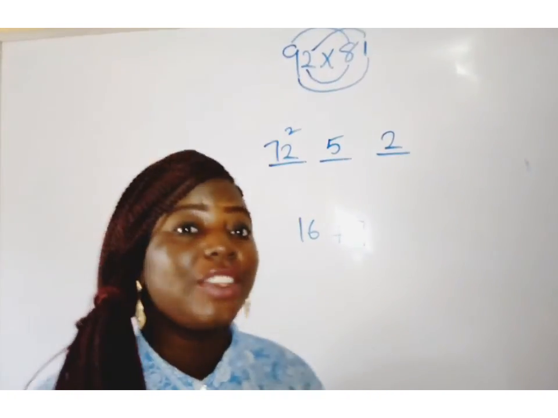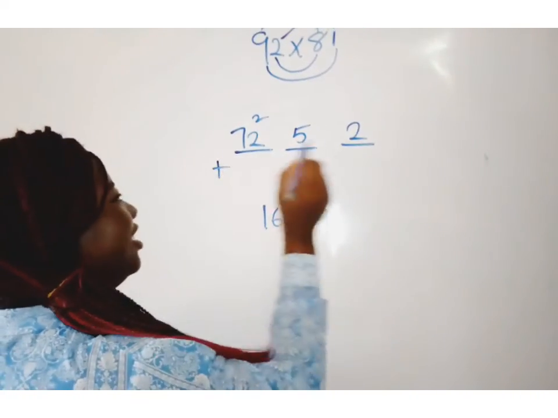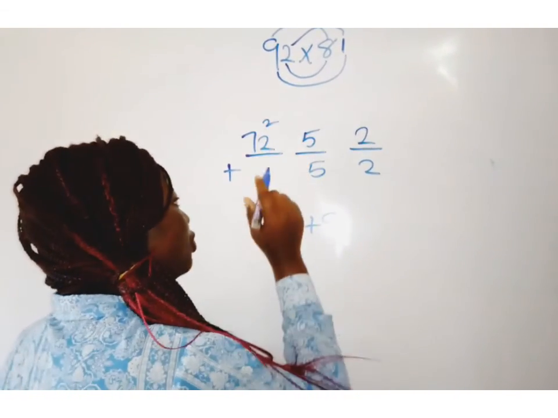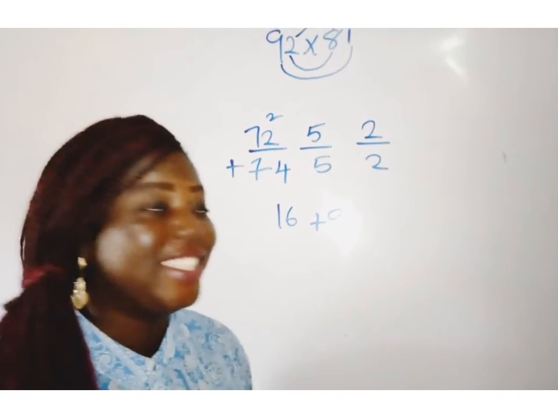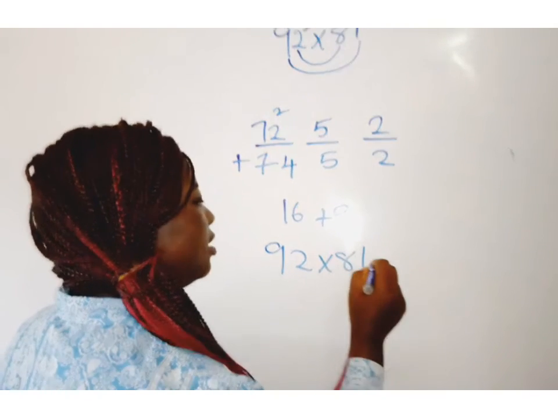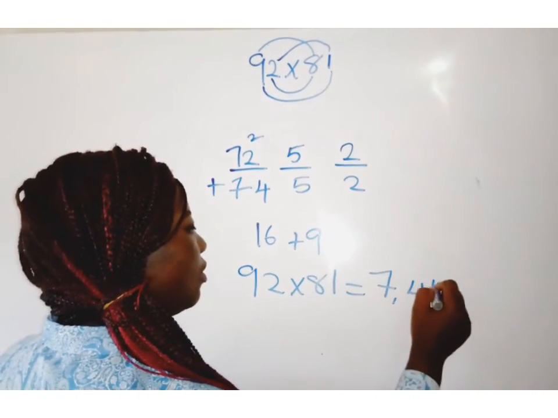So the next thing we are doing, I hope you remember, is to add everything together, which is 2, 5. We kept 2 here, so 2 plus 2 will give us 4, and this remains 7. So that means 92 multiplied by 81 will give us 7,452.